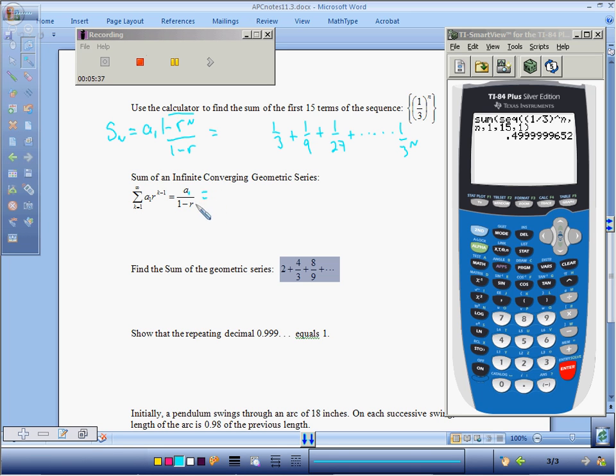Okay, so in this case, for instance, say I wanted to find what value this approaches, or what the sum of this infinite series is.